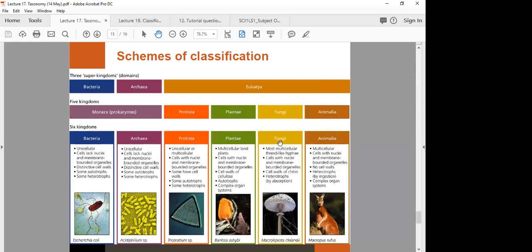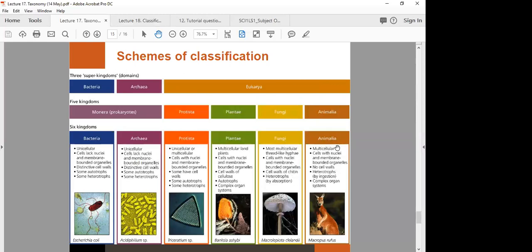Moving on, the fungi. Fungi are mostly multicellular, but there are also, of course, lots of unicellular fungi as well, like the yeasts. Their cells also contain nuclei and membrane-bound organelles, of course, because they're eukaryotes. Their cell walls contain the molecule chitin instead of cellulose. And unlike plants, fungi are heterotrophs. They can't synthesize their own carbohydrates. They need to absorb carbohydrates, which they then use for energy.